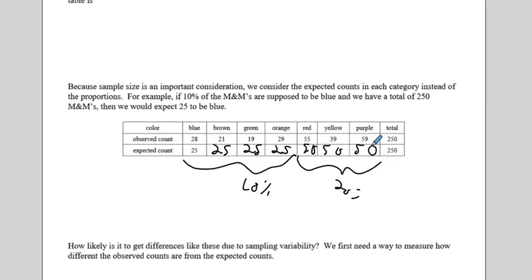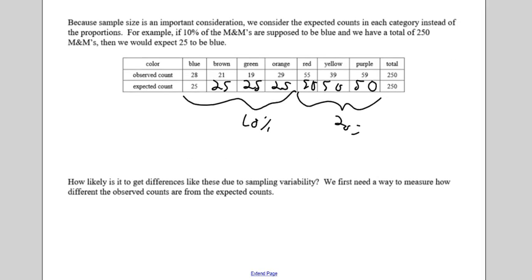So if we open up a bag with 250 pieces, that's what we should get. So blue was a little bit lower, brown a little bit higher, green a little higher, orange a little low, red a little low, yellow quite a few more, and purple not as many as we expected. That would be the breakdown we would expect. Okay, so how likely is it to get differences like these due to just sampling variability? We need to first figure out a way to measure how different the observed counts are from the expected counts. And that's what leads us into chi-squared.